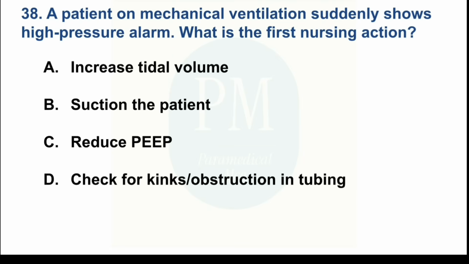A patient on mechanical ventilation suddenly shows high pressure alarm. What is the first nursing action? Option A increase tidal volume, option B suction the patient, option C reduce PEEP, option D check for kinks or obstruction in tubing. The correct option is option D check for kinks or obstruction in tubing.